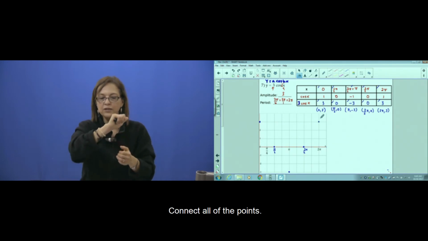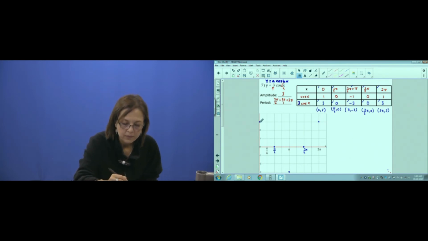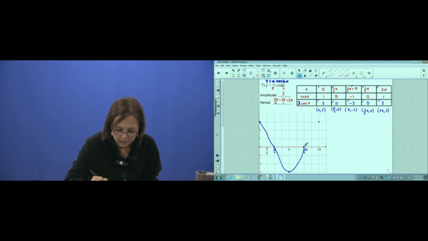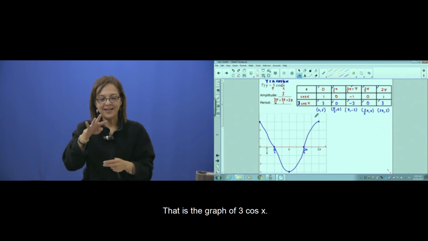Connect all the points. And that's the graph of 3 cosine of x.